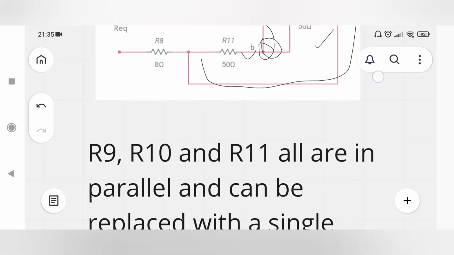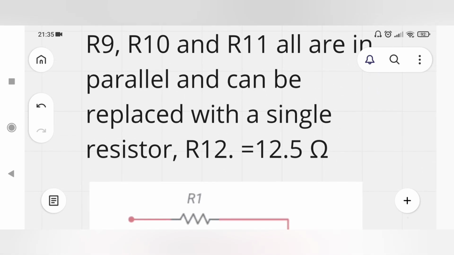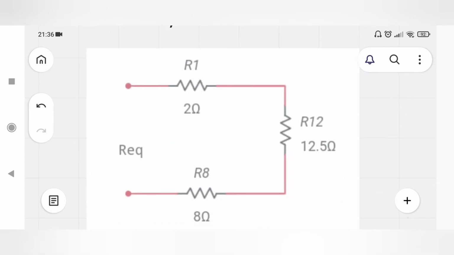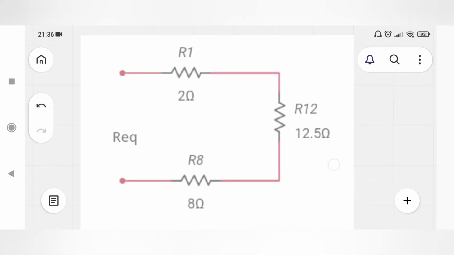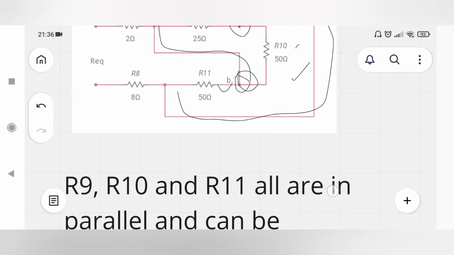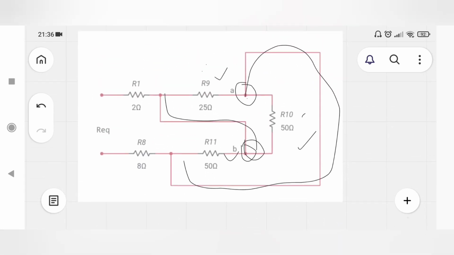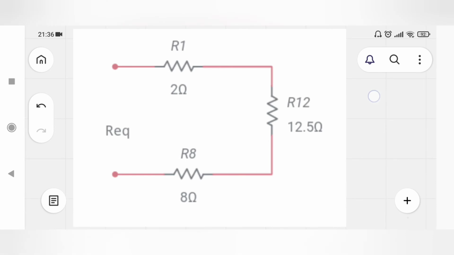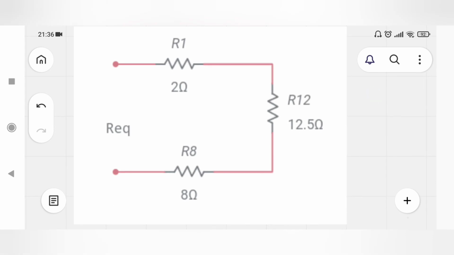Their equivalent is 12.5 ohm. So these 3 resistors are in parallel and can be replaced with a single resistor of 12.5 ohm. Now R1, R12 and R8 are in series and can be replaced with a single resistor of 22.5 ohm.